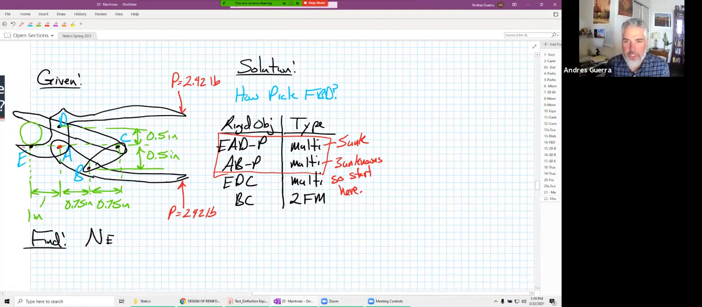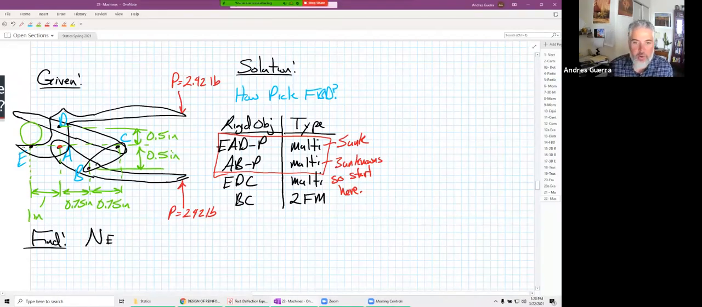Identify all the possible rigid objects. That's our list of FBDs. And then just start going through them and saying, first, which one has knowns? Because if it doesn't have a known, then we can automatically eliminate it, at least to start with. Maybe we can use it later. But to start with, we need to have known values on there.